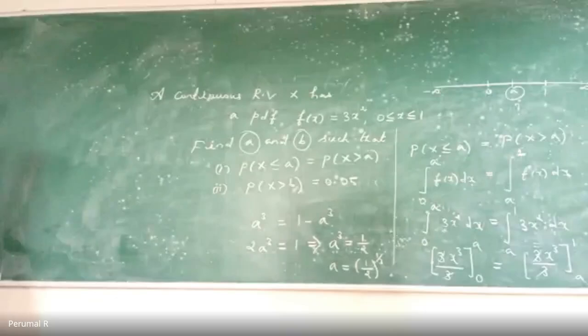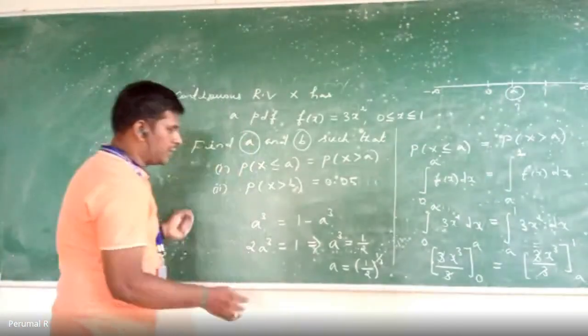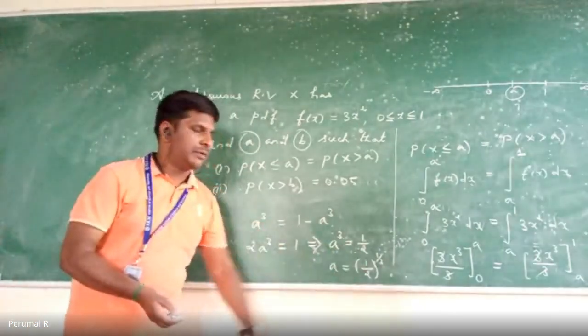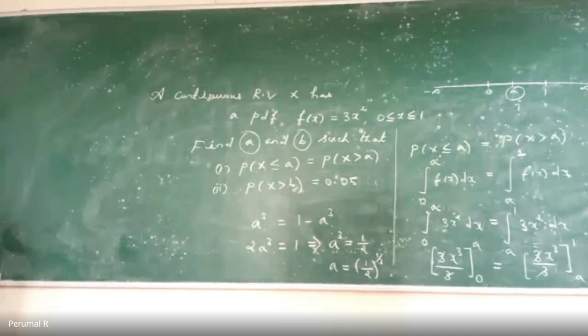8 to 1. Sorry, 2a cube. Sorry, a cube equal to 1 by 2. Okay, a equal to 1 by 2 power 1 by 3. No need to convert that one. You can keep it here. A cube equal to 1 by 2 power 1 by 3.